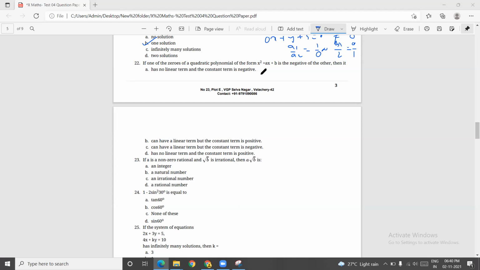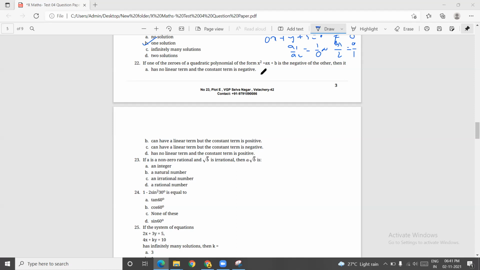If one of the zeros of the quadratic polynomial of the form x square plus ax plus b is the negative of the other, that means one is r, another one is minus r, then it has no linear term. So the sum of the zeros is 0. What is the meaning of the sum of the zeros is 0? Then how does the equation look?